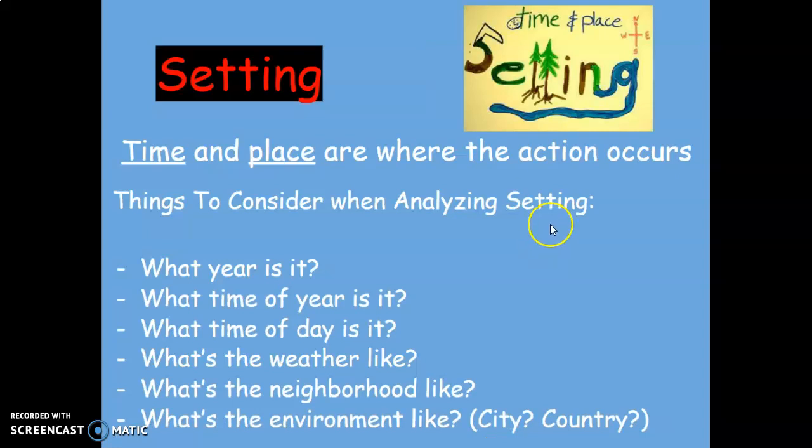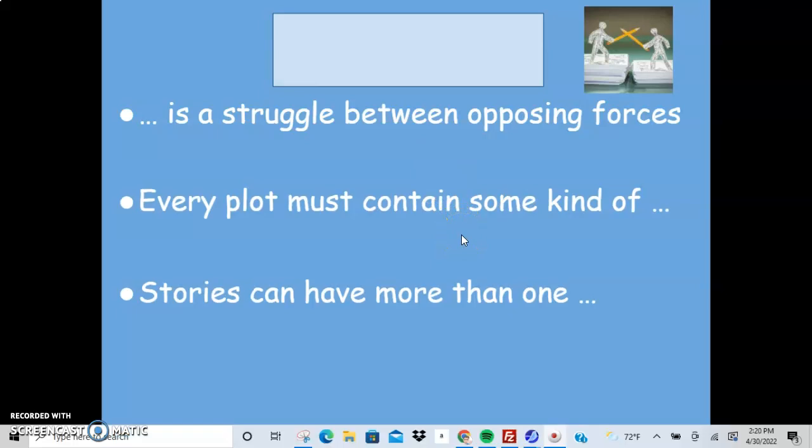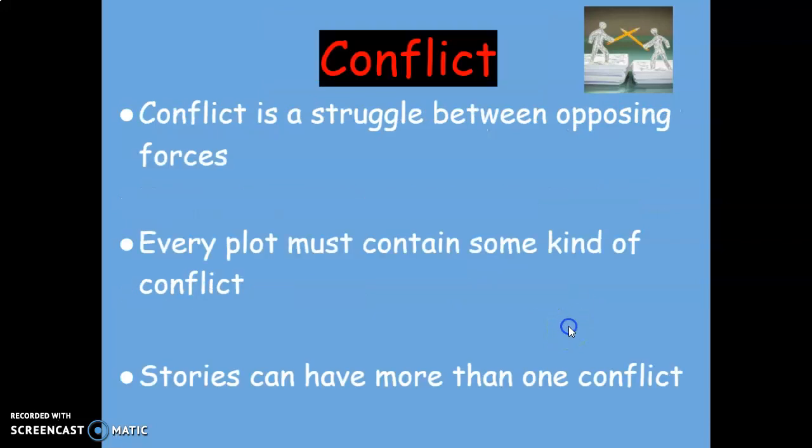This next one, it's the struggle between the protagonist and the antagonist, the struggle between the opposing forces. It's the problem that the character wants to fix or change. They can even have more than one of these. What's that word? Pause if you need to. Yep, that's right. Conflict. That is the struggle between opposing forces. When I think of conflict, I think of the word problem, the problem that the characters want to fix.